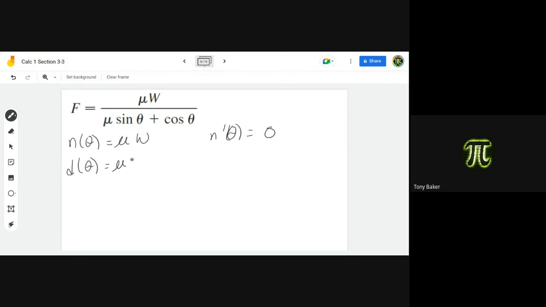My denominator, because that's a constant, I do not have to do the product rule. That'd be just like if I put the number 5 there. So what is the derivative of sine theta? Cosine theta. So it's that cosine theta. What's the derivative of cosine theta? Minus sine theta.